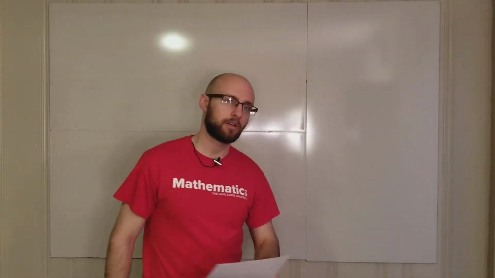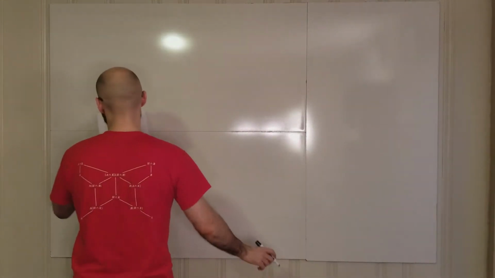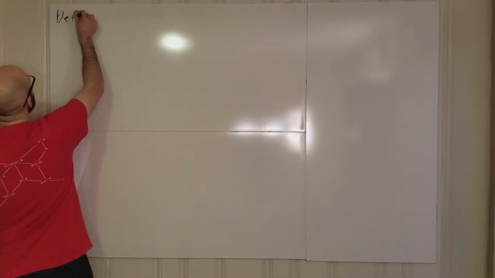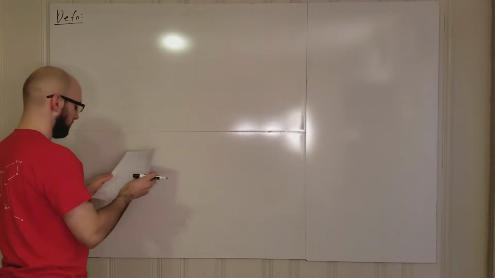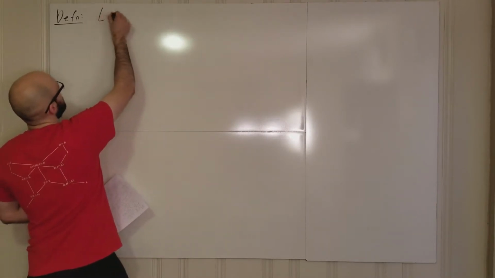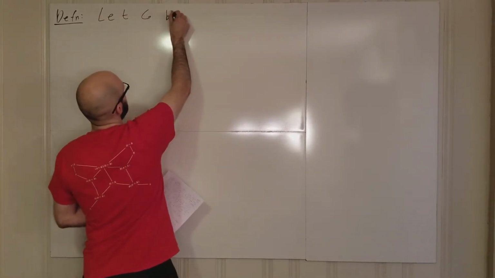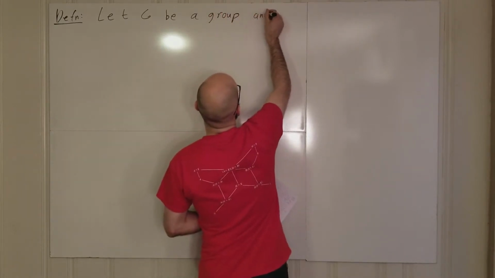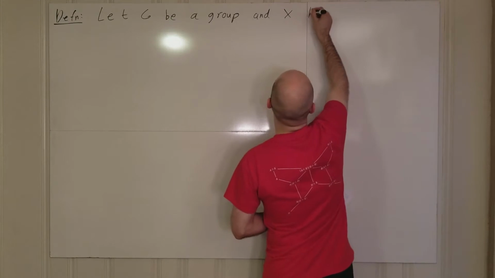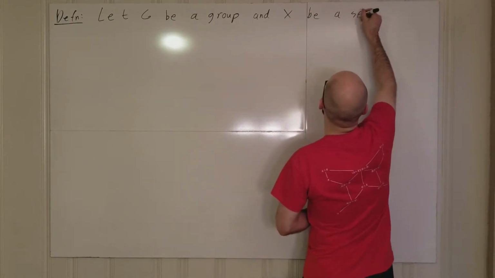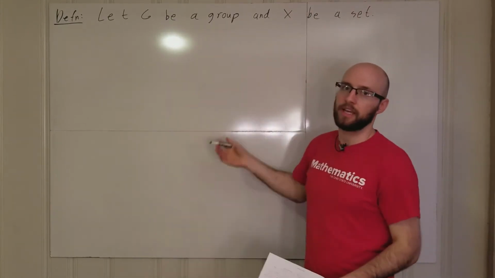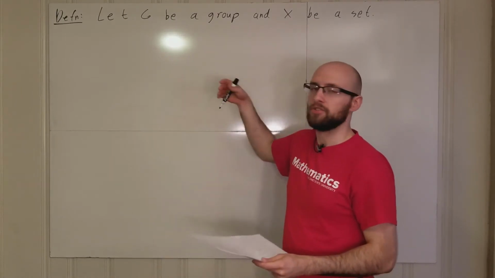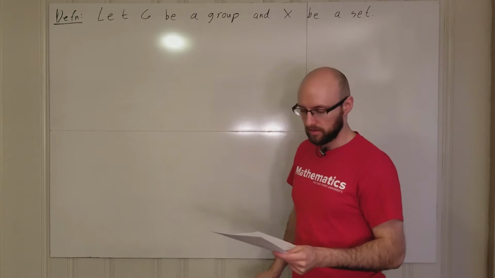All right, let's talk about group actions. So, let G be a group. And we're going to let X be a set. Just any set. It doesn't have to have anything to do with G. It's just a set all by itself.